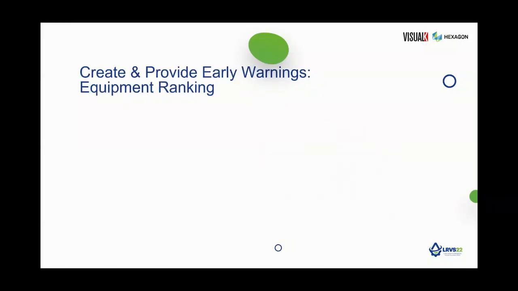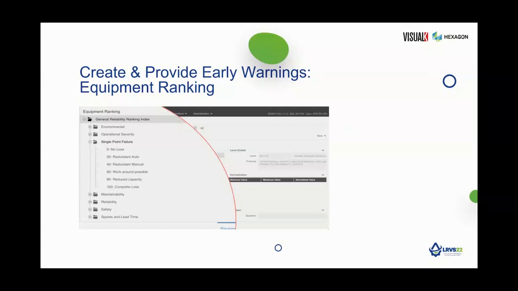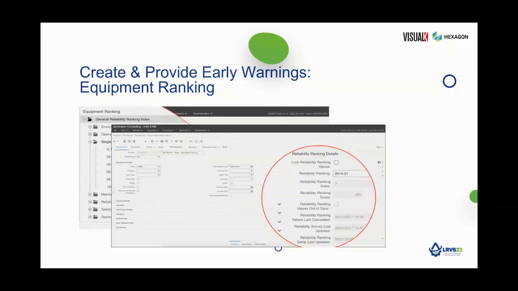Now, the other step is being able to create and provide early warning. Obviously, you cannot do it for all of your assets. So one way to go about it is to create an equipment ranking, and with that, being able to formulate questions that will help you assess your assets. You can do reliability rankings, you can do condition rankings, and all of this data will help you prioritize what assets you should go for.